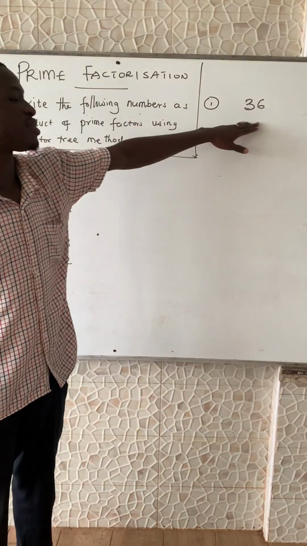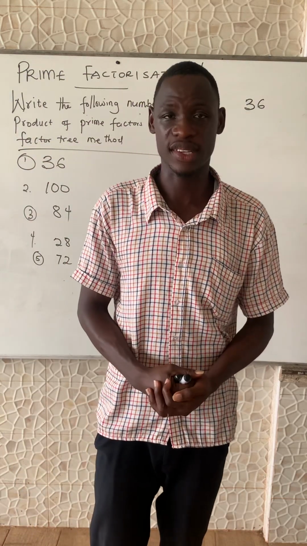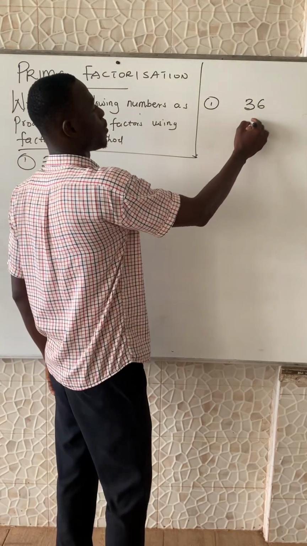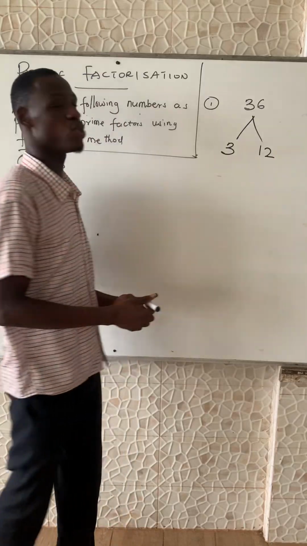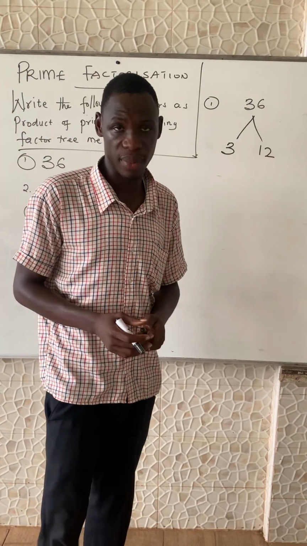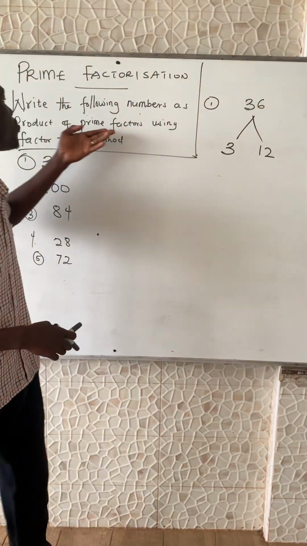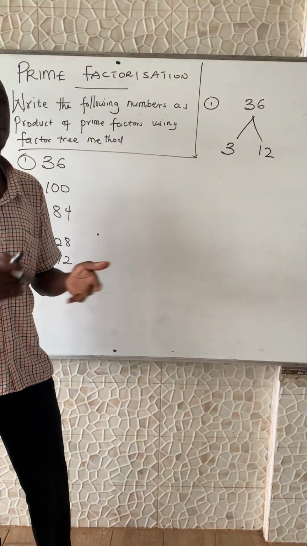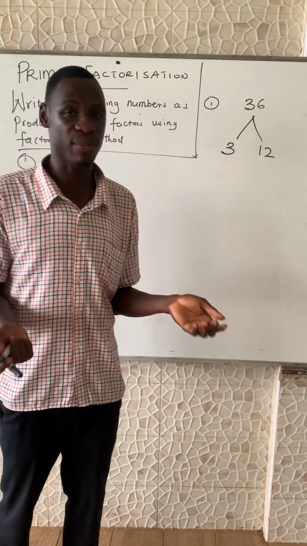Alright, so let's start with 36. So ask ourselves, which two numbers are going to give us 36? Then we can use 3 times 12. So we break it down this way to give it a branch. Now when you come across a prime number, you circle it up, because we have to express it as product of prime factors. So as soon as we get a prime number, we circle it up and start breaking the composite number down, so all of them become prime numbers.